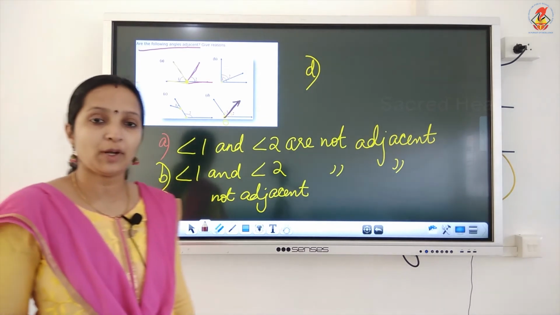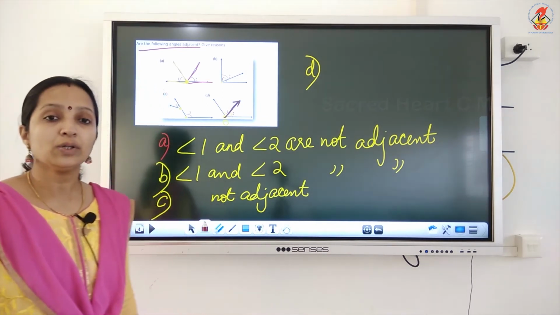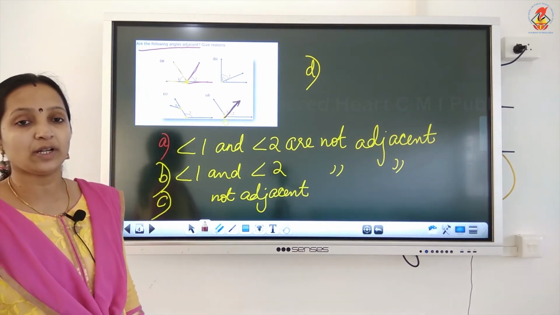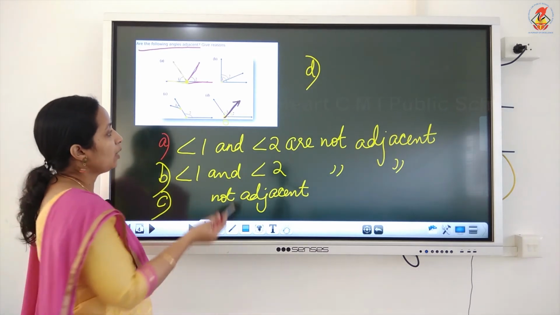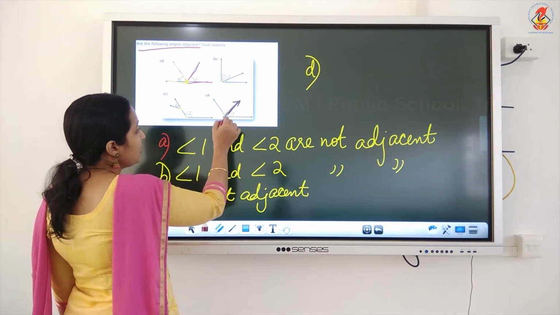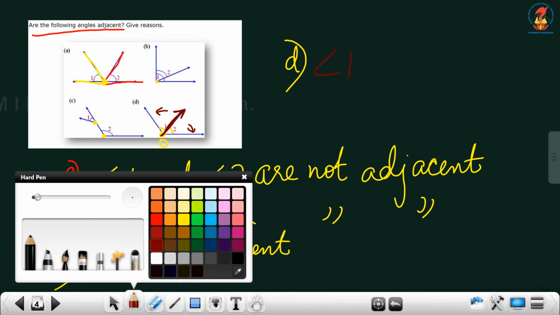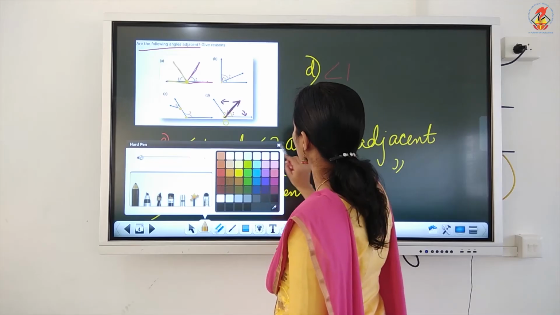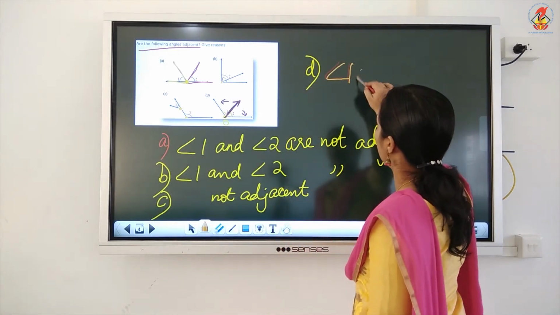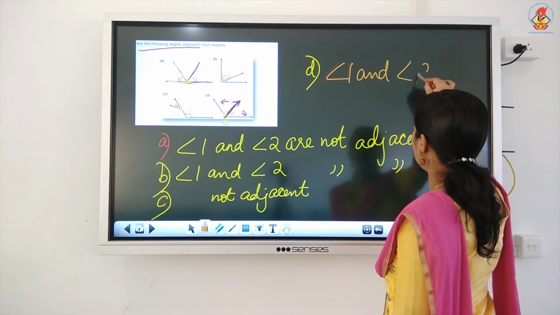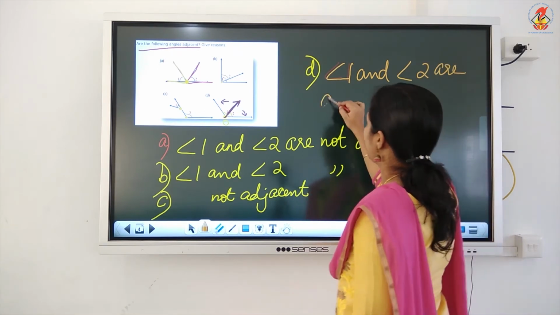And what is the third property, the third condition? The non-common arms, the uncommon arms, should be on either side of the common arm. The common arm is this, one uncommon arm is on this side and one uncommon arm is on this side. So all three conditions are satisfied. We can say that angle 1 and angle 2 are adjacent angles.